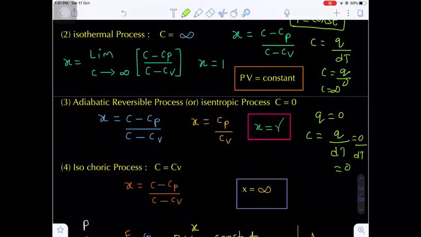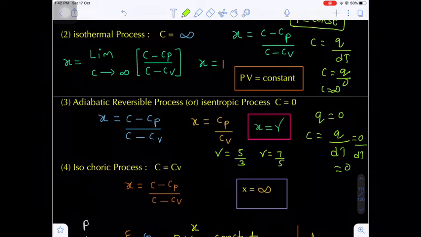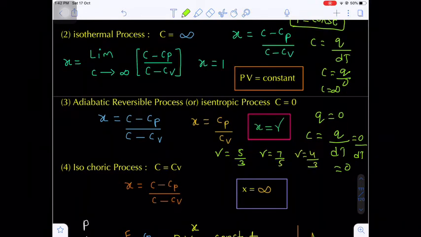What is the gamma value for monoatomic gas? For monoatomic gas, the gamma value will be 5 by 3. For diatomic gas, the gamma value will be 7 by 5. For polyatomic gases, the gamma value will be 4 by 3. Are you getting my point?